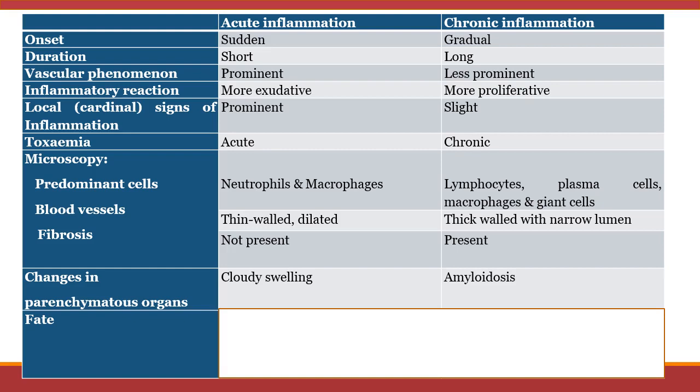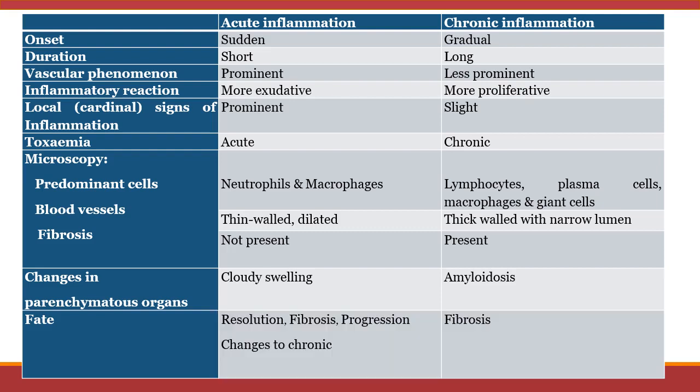What about the chronic inflammation fate? Do we have options or we don't have any option? Actually, chronic inflammation usually results in one fate, fibrosis. We don't have the option of resolution. In chronic inflammation, it will not ever go back to normal. And also we don't have the same type of spread of infection as in acute inflammation. So it's mainly fibrosis. This is the main fate in chronic inflammation.